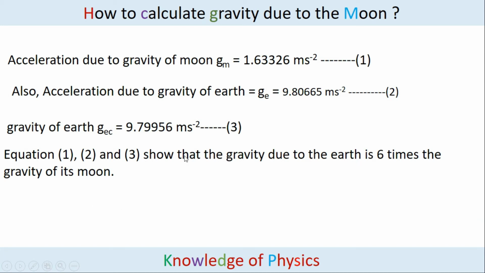So obviously earth is larger in mass than the moon, so obviously its gravity must be greater than that of the moon. So you can see comparatively that the gravity due to earth is 6 times that of the moon.